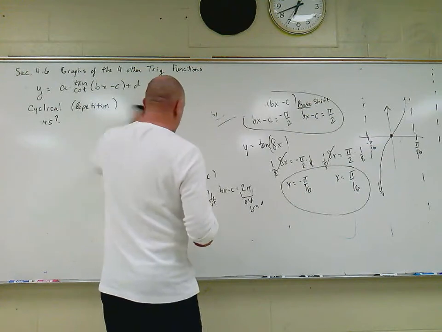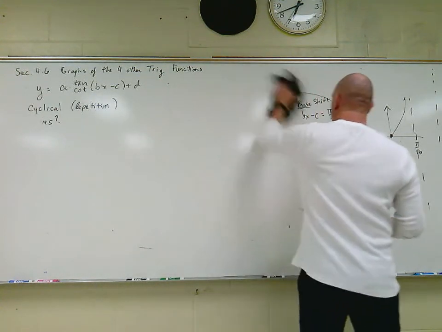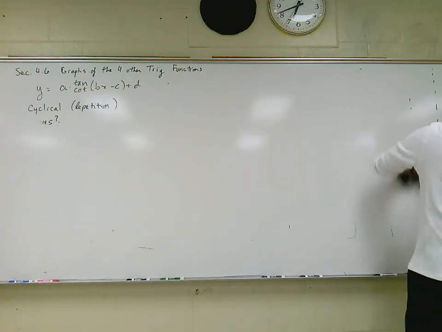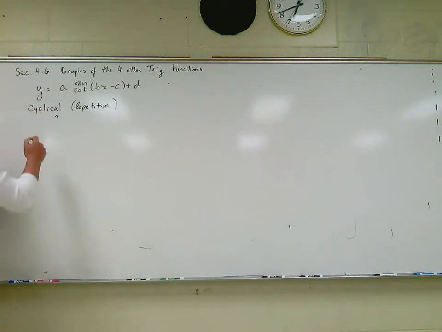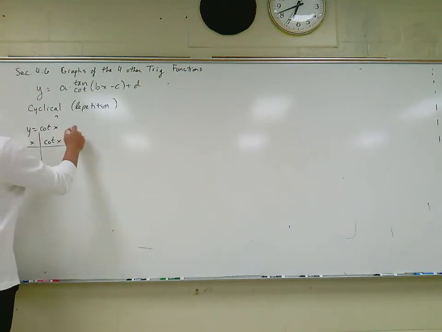How are you gonna get the outputs for cotangent? Reciprocal of tangent, very good. So if tangent was y over x, what's cotangent gonna be? X over y, very good. All right, so we're gonna do y equals cotangent x. What are we looking for? When we graph this whole thing, we're in search of what?